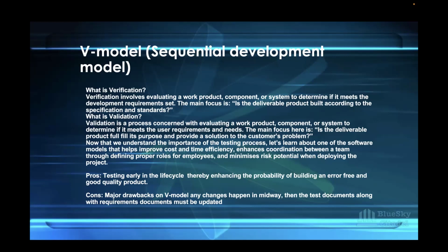Then for the major drawbacks, the disadvantages of the V-model: if any change happens midway, then the test document along with the requirement document must be updated, like I said. If there's any problem during testing, then the design has to be checked, as well as the development and the requirement, so it will go back in steps. There must have been an error from the requirement. That is why there's a bug. That's the problem with the V-model.